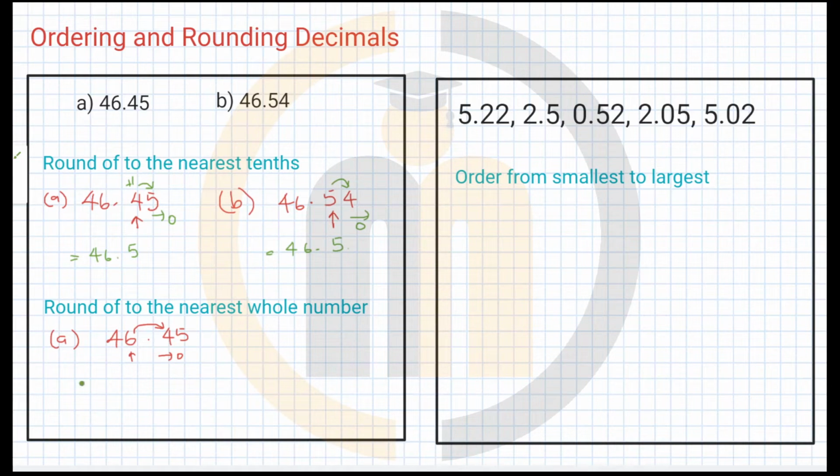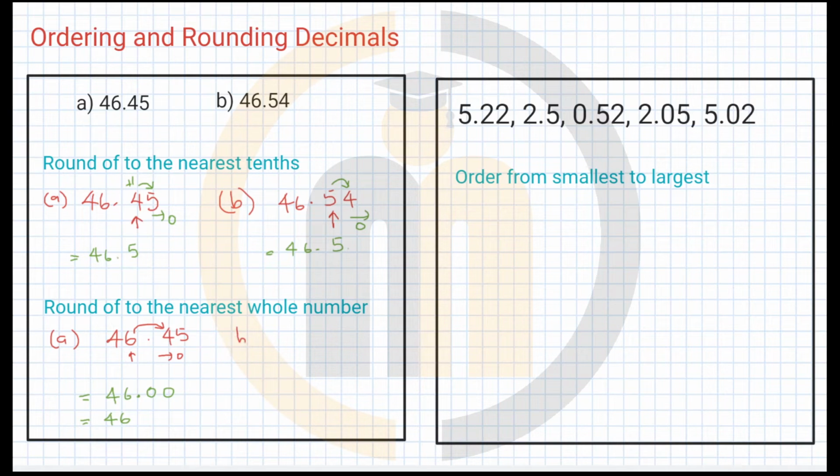So the answer here will be 46.00, or you can just write it as 46. We can ignore the 0. If all the numbers after the decimal point are 0, you don't have to write all the zeros. You can just write the whole number itself.